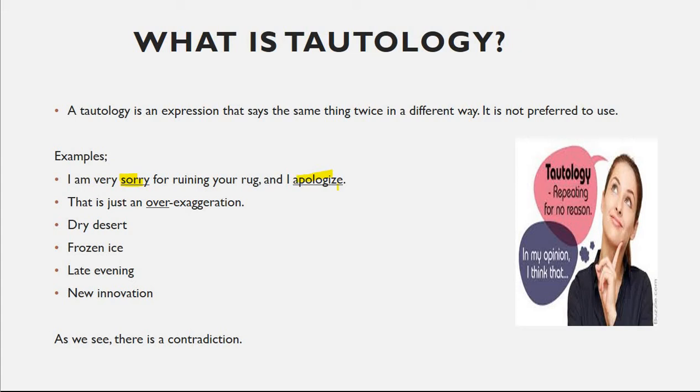And that is an over exaggeration. Exaggeration is already over. There is no exaggeration which is not over actually. It's like dry dessert. Desserts are always dry. And frozen ice, late evening, new innovation. These already have the meaning of the adjective actually.